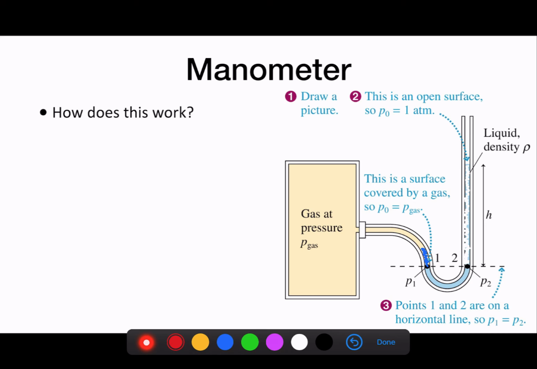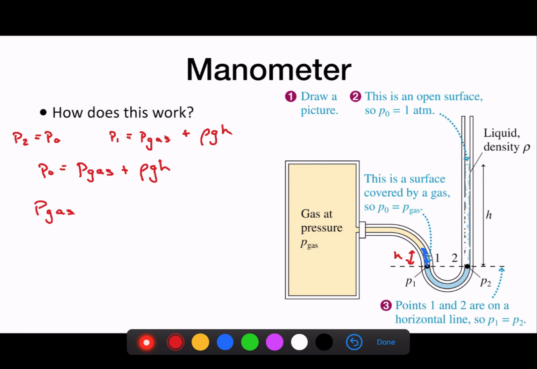So now, if we examine the pressure at points 1 and 2, we now have a height of liquid above point 1. At point 2, it's just air. So point 2 is going to be equal to the atmospheric pressure. And point 1 will be the pressure of whatever the gas is, plus the density of our liquid times g times the extra height above point 1. These two pressures still need to be equal, so we can set them equal and then solve for the pressure of the gas, which now will be the atmospheric pressure minus rho g h. And that's because the extra liquid is on the side with the gas, not the side open to the air.